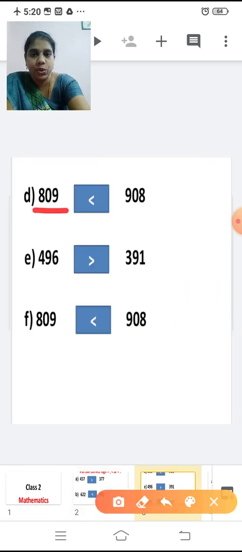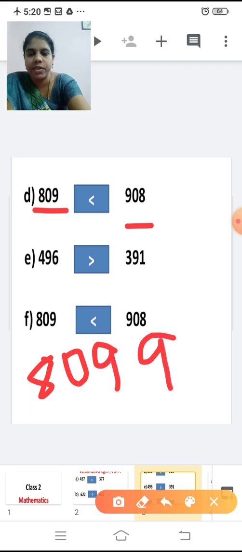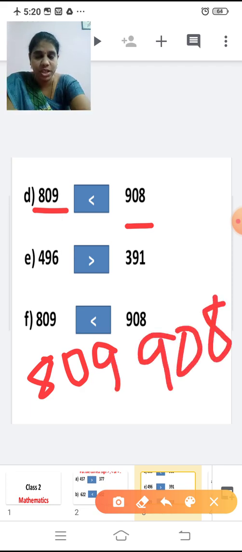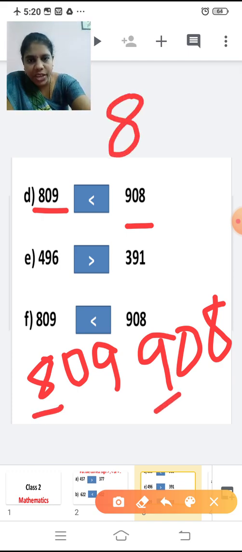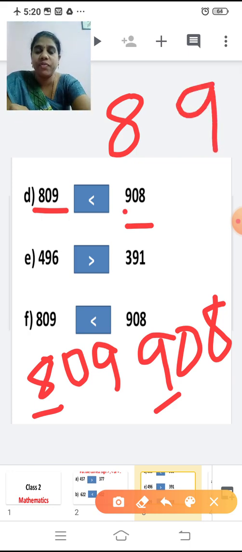We are going to compare between the two numbers 809 and 908. So how will you compare two numbers? First start to compare the hundreds place. Shall we compare the hundreds place now? Yes. In the first number we have 8 in the hundreds place. In the second number we have 9 in the hundreds place. Now tell me children whether 8 is greater than or less than 9. Yes, 8 is small, right? 8 is less than 9.